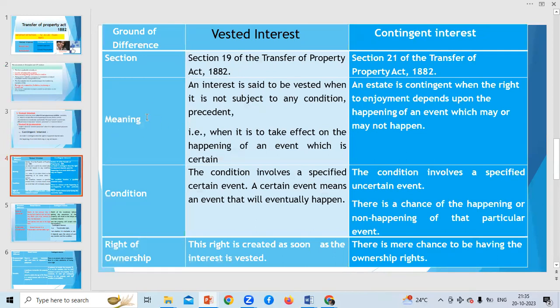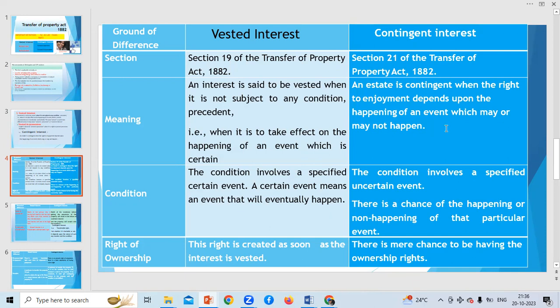And I am just giving the meaning: a vested interest is said to be vested when it is not subject to any condition precedent. Means when it is to take effect on the happening of an event which is certain. The event is certain. Vested interest, the event is certain. It is not like may or may not happen.